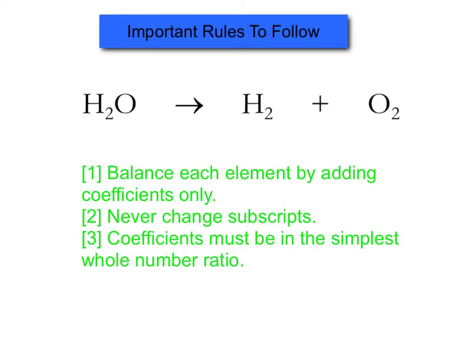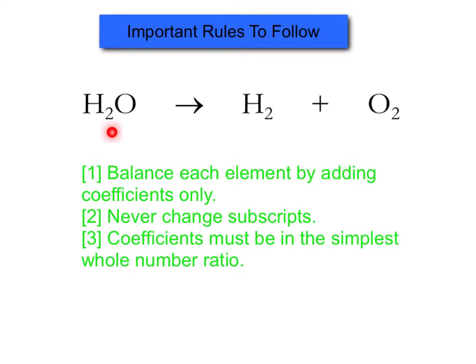We have 3 important rules to follow when balancing equations. The first one is to balance each element by adding coefficients only. Now the coefficients, those are the big numbers that are in front of the substances. We are never allowed to change the subscripts. The subscripts are part of the identity of a substance. So for instance, this 2 in H2O always will have to be there. And the last thing is that the coefficients also have to be in the simplest whole number ratio.